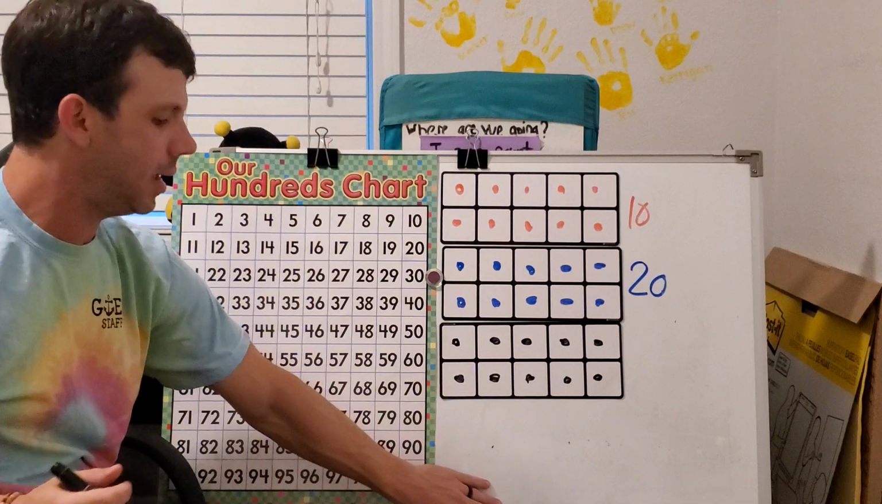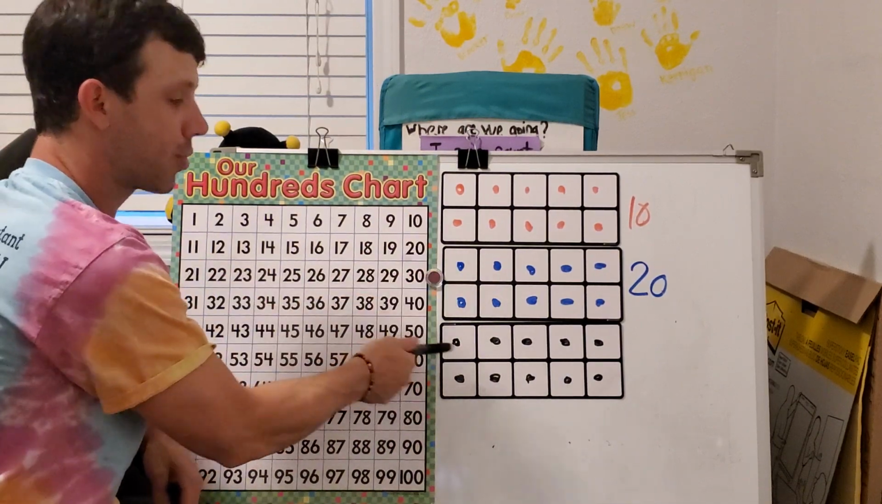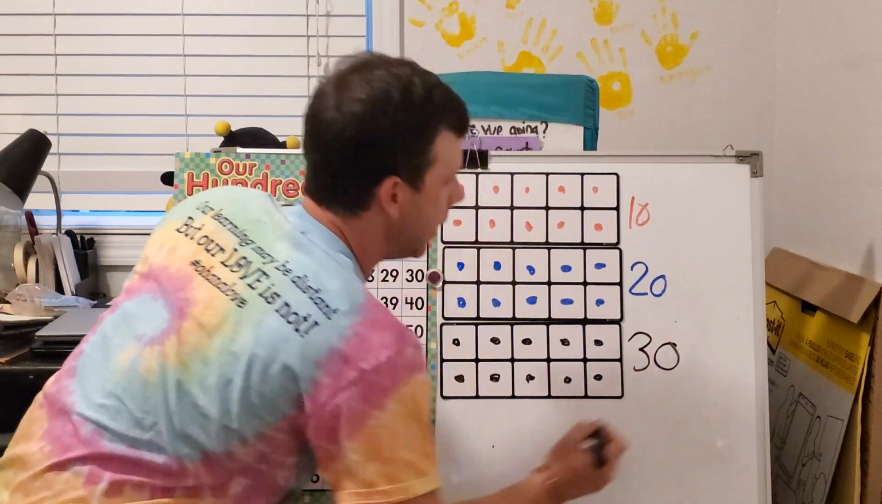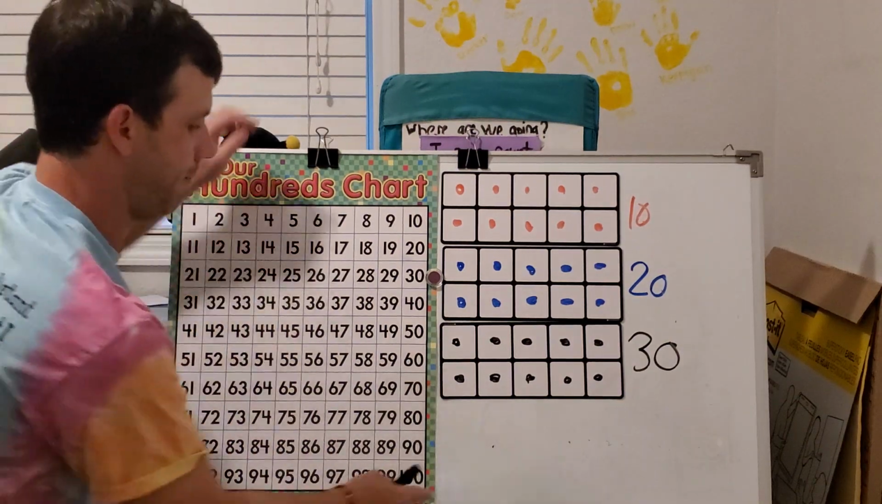Adding another group of 10 gives us the number 30, right? There are 1, 2, 3 groups of 10. So we write a 3 in the 10s place and a 0 to show 3 10s is the number 30.